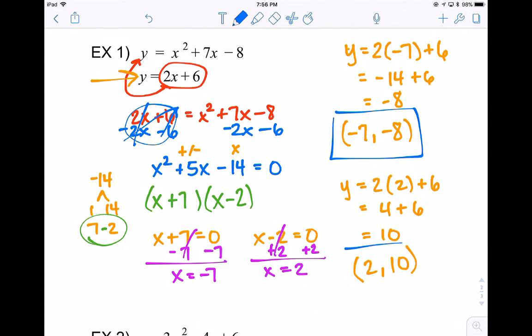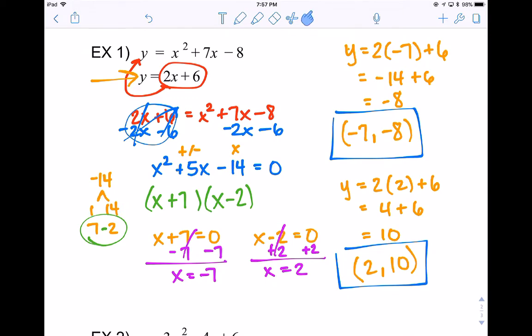Most of the time when we have a quadratic involved in a system of equations, we're going to have two answers. There are times we could only have one if they meet at the vertex, and then there are times that we could have no solution if they don't intersect at all. But the majority of the time we'll probably see that there are two answers coming from a system that includes a quadratic equation.